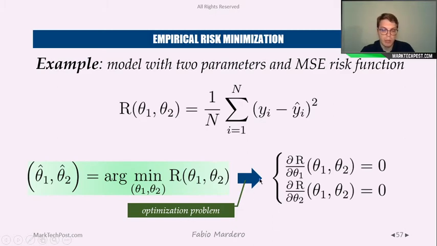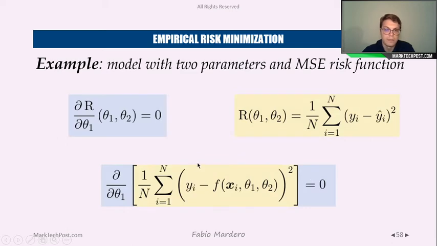Our optimization problem means that we have to compute the partial derivatives with respect to the two parameters and search the values of the parameters such that the partial derivatives are equal to 0. We will consider the first line here, the parameter theta1. In the next slides, again, we take this term, we will refer to this risk function. What does it mean? It means that we have to compute this partial derivative.